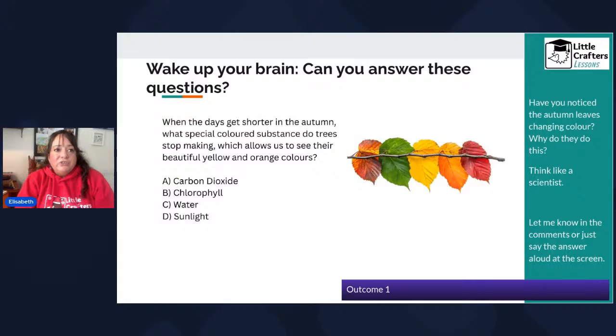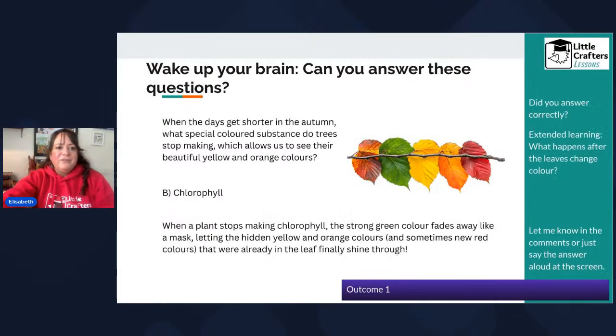If you're on an adult YouTube account, you will be able to comment by typing into the comment bar. Otherwise, you can just let me know by talking to the screen. You don't have to be loud. Whisper what you think the answer is. Is it carbon dioxide, chlorophyll, water, or sunlight? You ready for the answer?